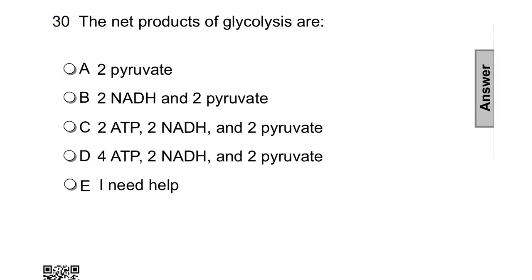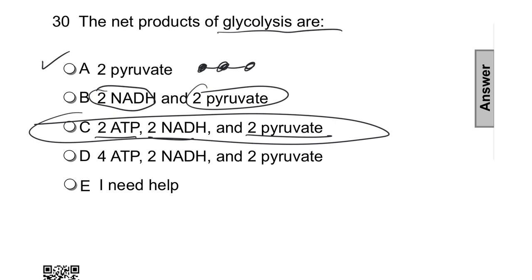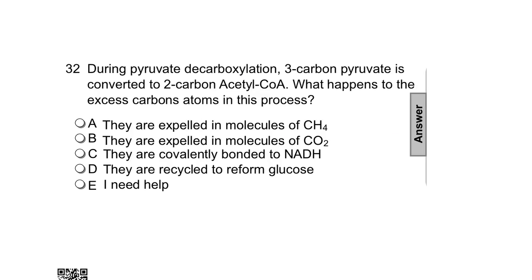Okay, so let's do a little review here. The total products of glycolysis are, okay, you get 2 3-carbon sugars, so that's true. But we don't just get that, we get 2 NADHs, remember, and we also get 2 ATPs. And so this is the right answer. Hey, this was like a really confusing question, but it really isn't.